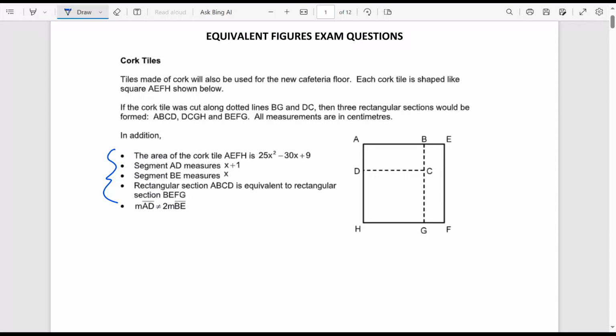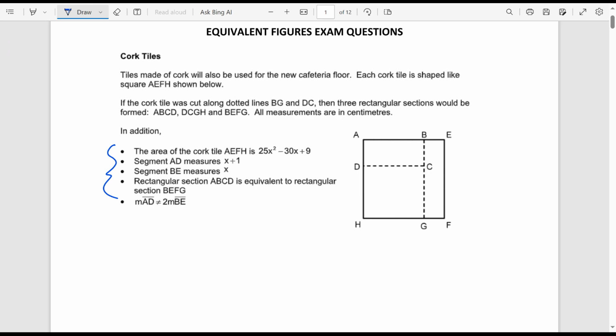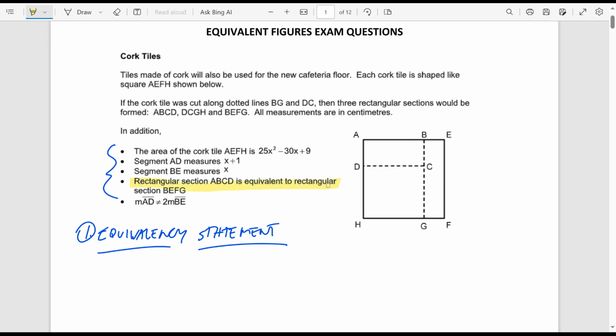So this is the crux of everything that we're going to need to work on. The first thing I always want you to identify is, number one, where is the equivalency statement? And this one's weird. That is the statement: rectangular section ABCD is equivalent to BEFG. Okay, so ABCD is equivalent to BEFG.